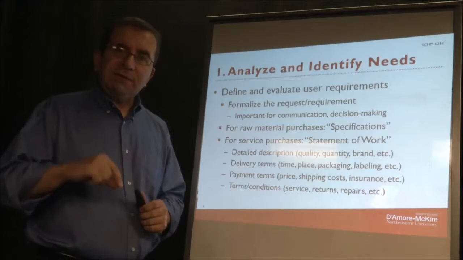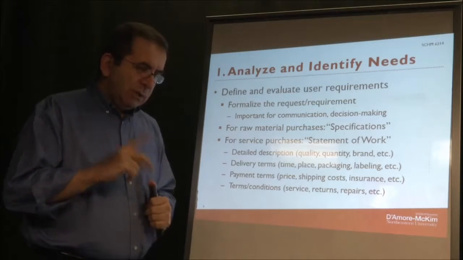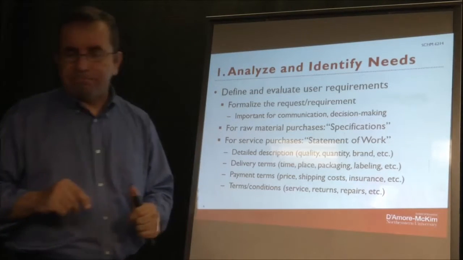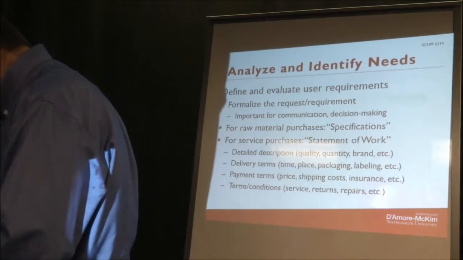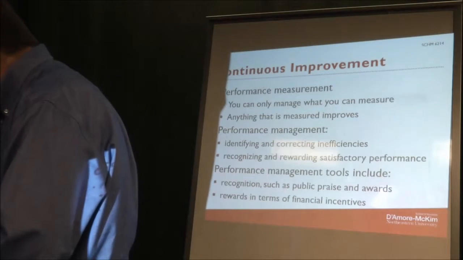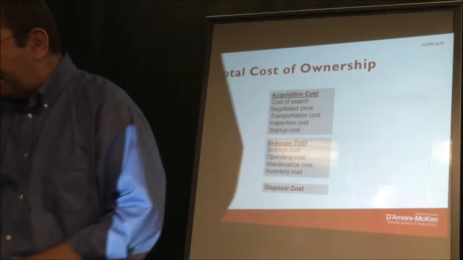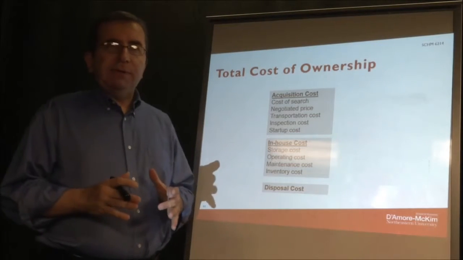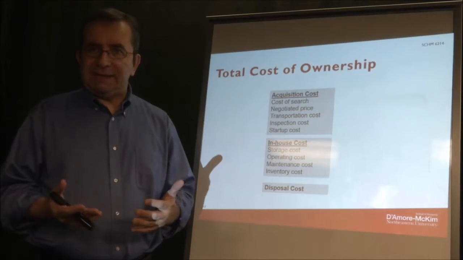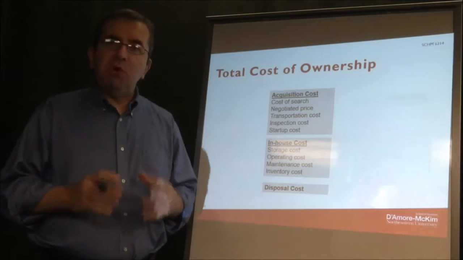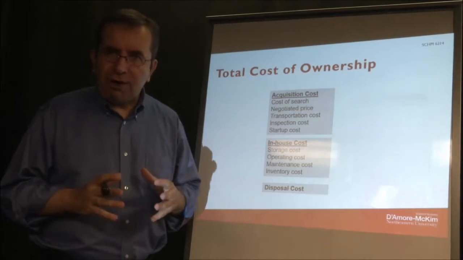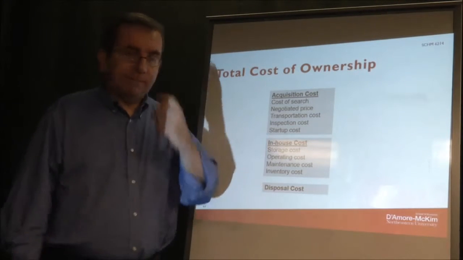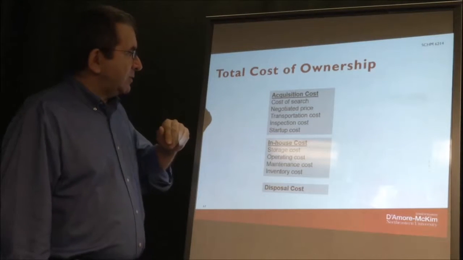Okay. Now at this point, I want to jump to the total cost of ownership because it's related to this. Okay. So we usually think about the price that we pay when we buy something, but that's only a small part of the total cost of ownership. Okay, so what are the other costs? Here are the other costs.